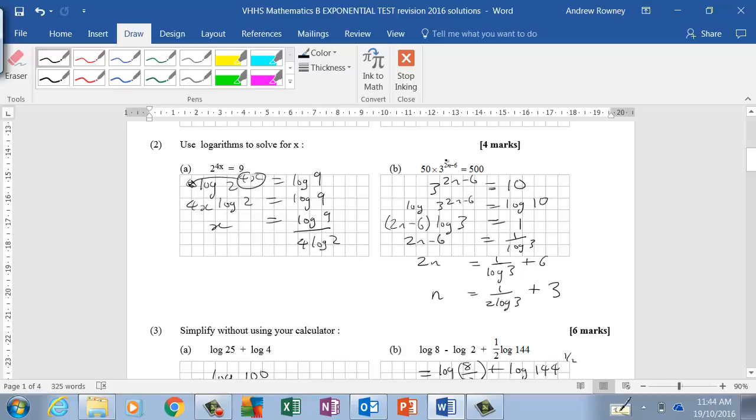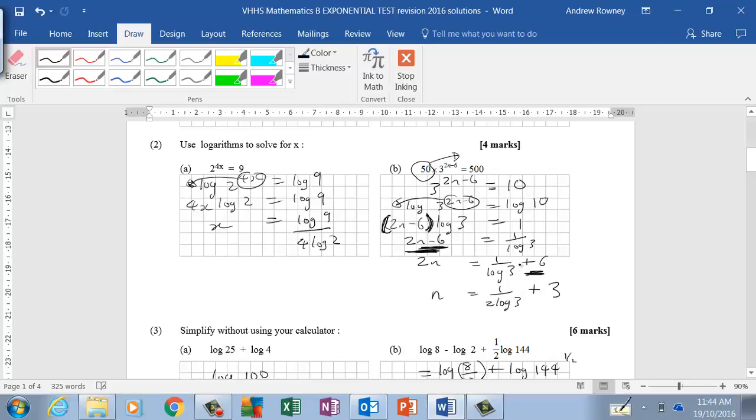Over here we could take log of the left equals log of the right, but we can simplify before we do that by dividing by 50. You divide both sides by 50, so that's 10 on the right hand side. Now I take log of the left equals log of the right. This thing goes out the front, so it's 2n take 6. I keep it in brackets. And then I want to divide by the log 3 on the other side, and so now I'm down to 2n take 6. Now I have to get rid of the 6, so I add 6, and then I get rid of the 2 by dividing by 2.